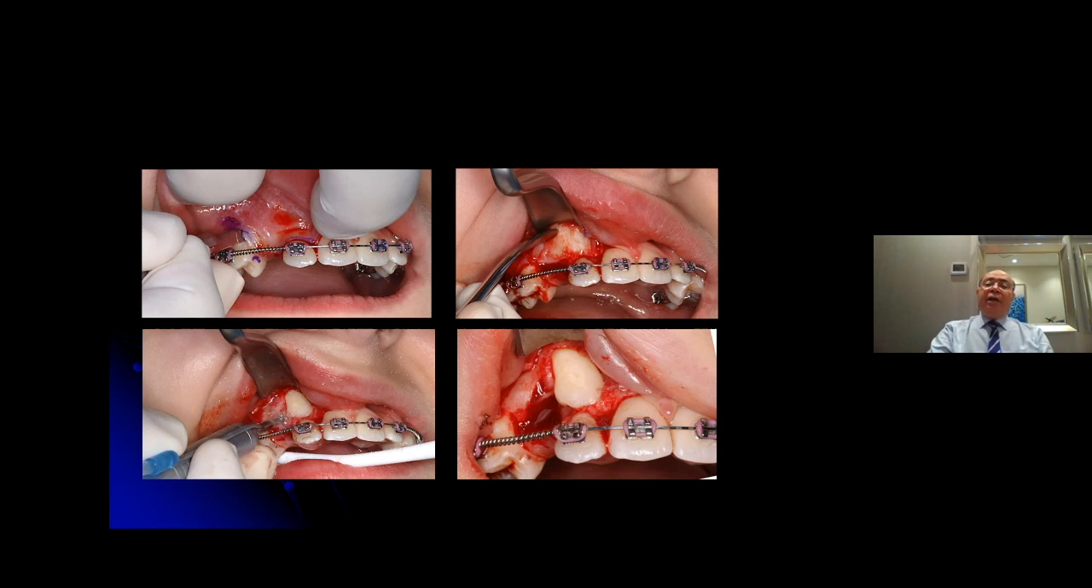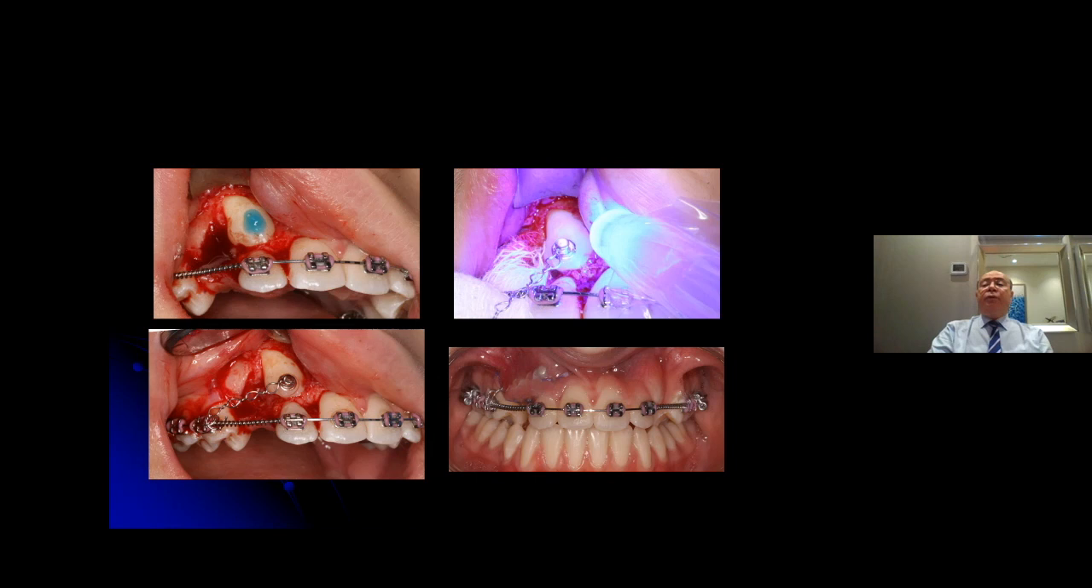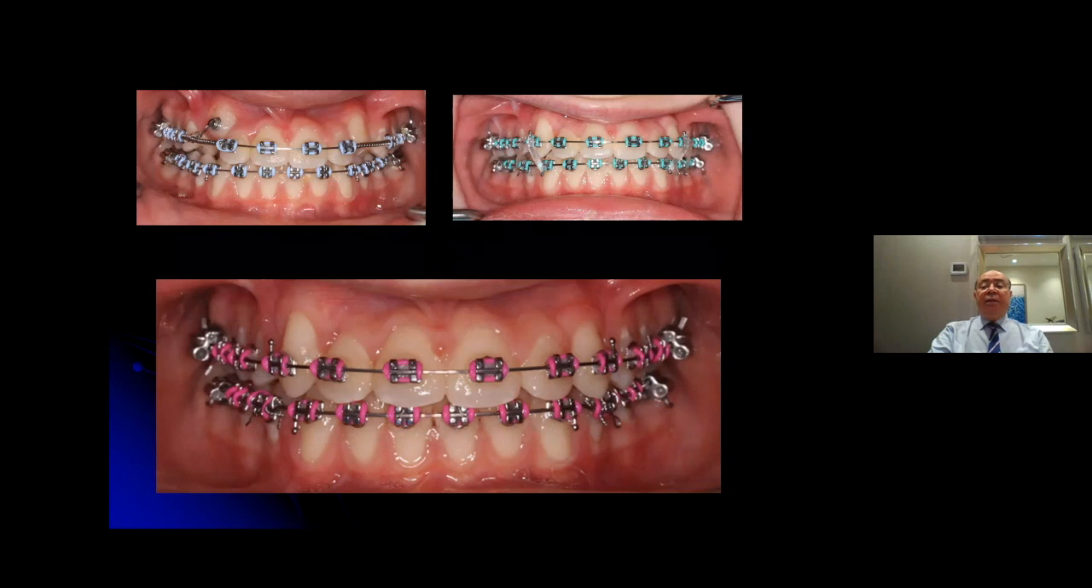As time goes by, you learn that by experience. Again, in this particular case, you can see in the bottom right picture that I created a tunnel after exposing the canine. And I think Dr. Reem was assisting me in this case, I remember now. Then you bond your bracket, reflect the flap again, suture, and I think the case is almost finished.